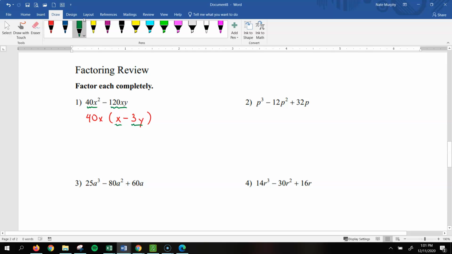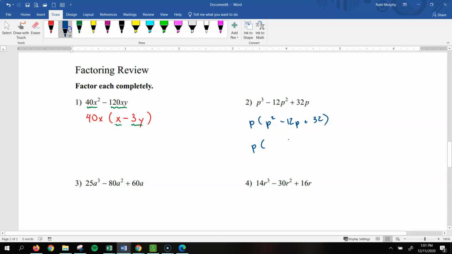So the next one, we have 3 terms there. And again, we always look for a greatest common factor. And this time, there's no number that they all have in common, but they all have at least one p. So I'm going to factor a p out. So we're left with p squared minus 12p plus 32. And now I want to look to see, can those 3 terms be factored down further?